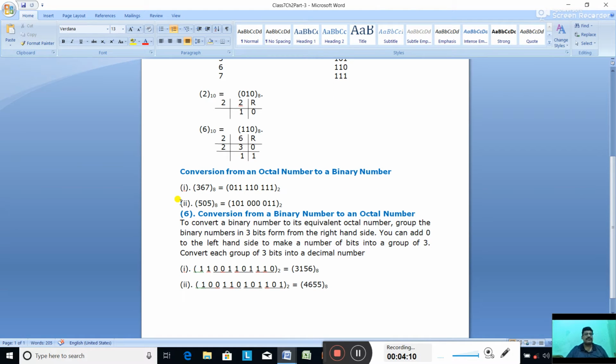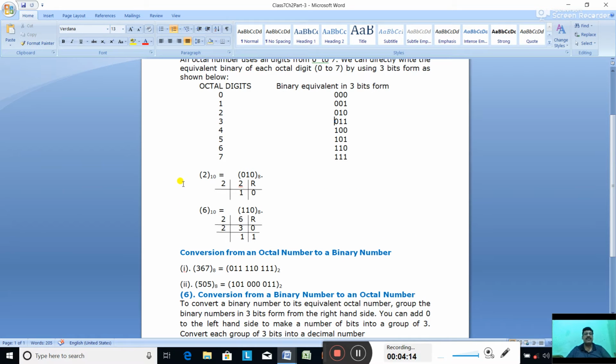Second example, suppose 503, not 505, it is 503. So 503. What is the binary equivalent of 5? See this table. Binary equivalent of 5 is 101.